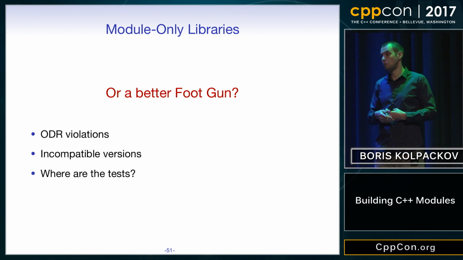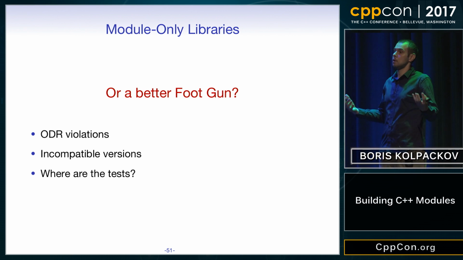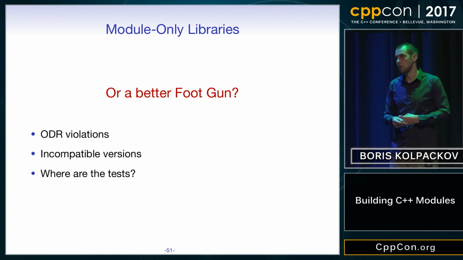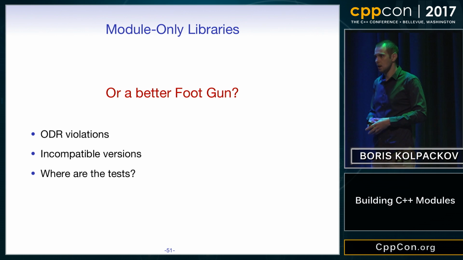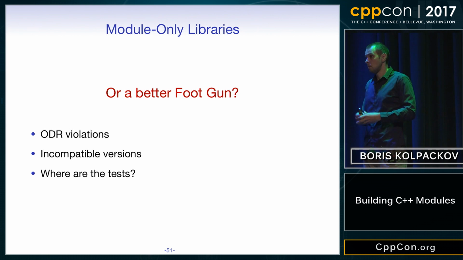for example, you threw away one of the object files, but what if the versions of the two are incompatible and you cannot use the object file from one in the other? Then finally, and this also applies to header-only libraries, where are the tests?